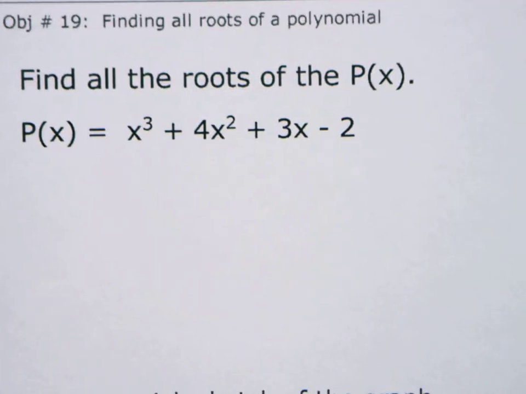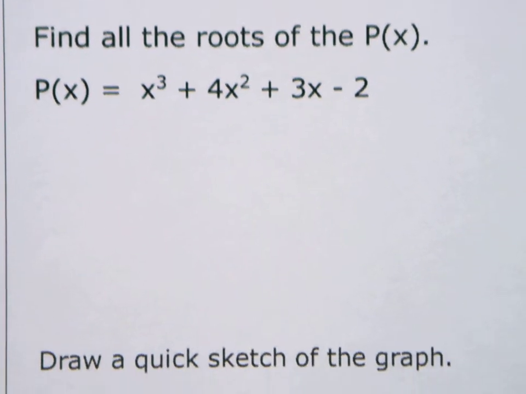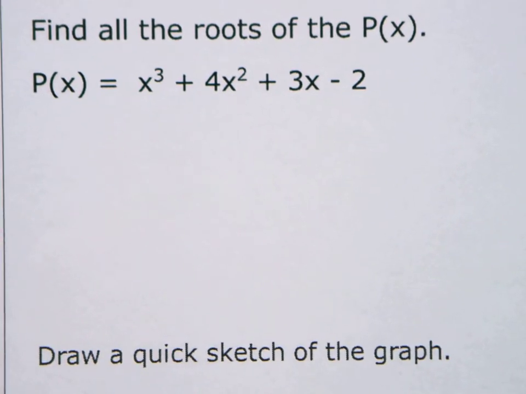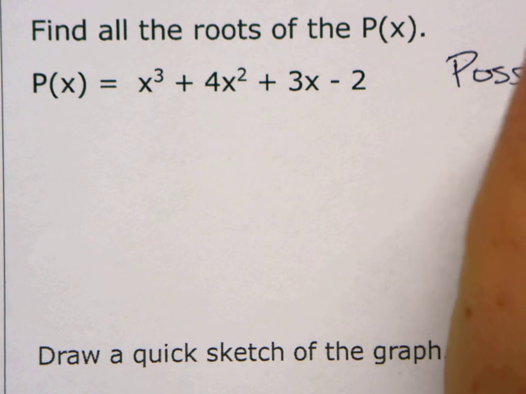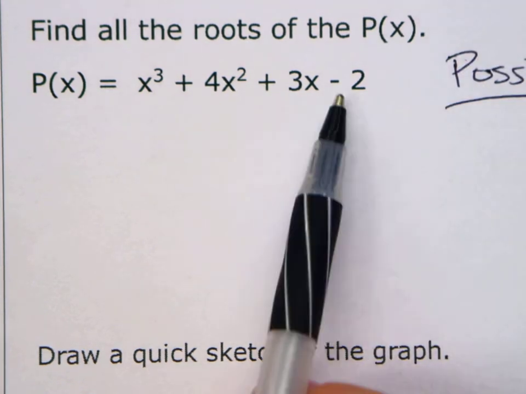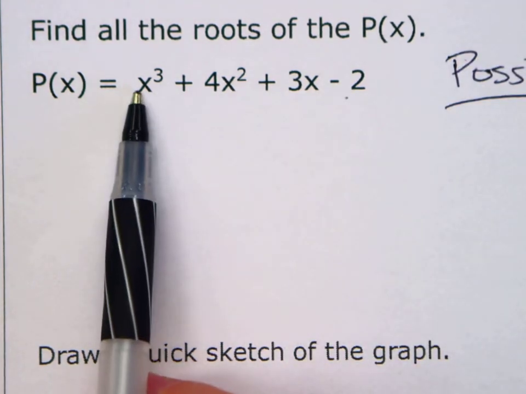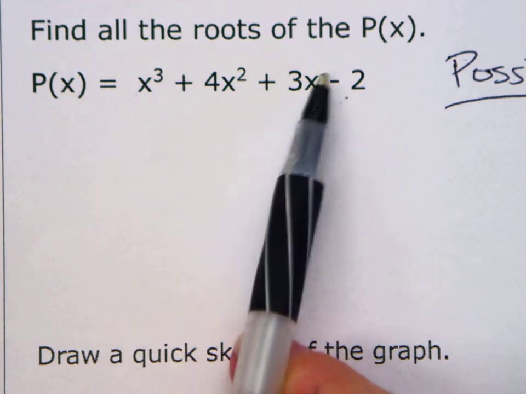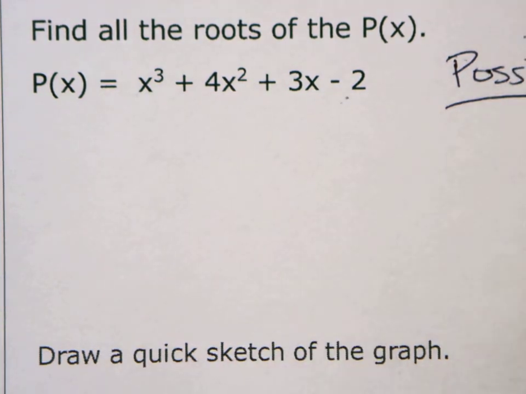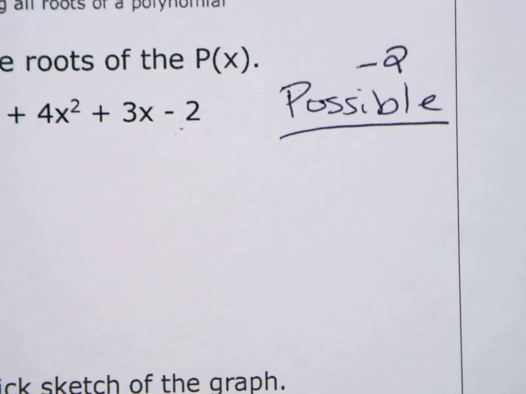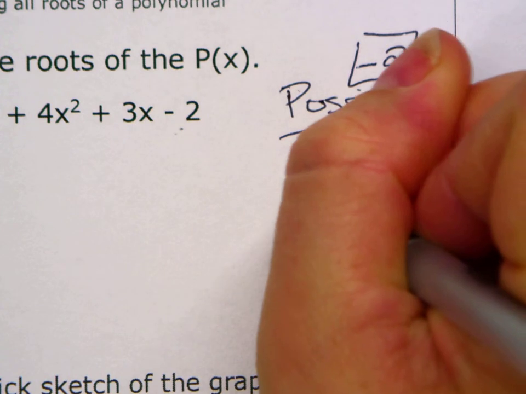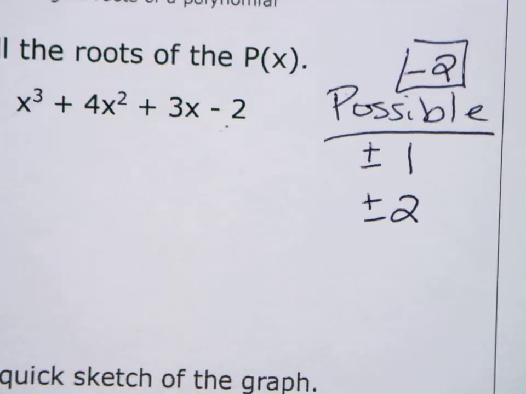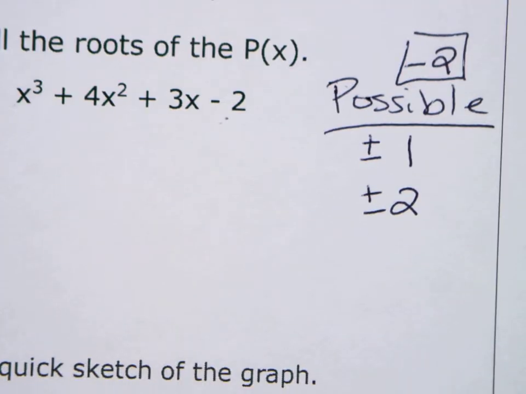All right, so let's start with a not so difficult one. Find the roots of p of x. The first thing we're going to do is look at what are the possible roots. You take the number that's by itself. If there's a coefficient, you divide by it. So negative 2. What are all the numbers that divide into negative 2? Plus and minus 1, plus and minus 2. That's it. Those are your factors of 2.